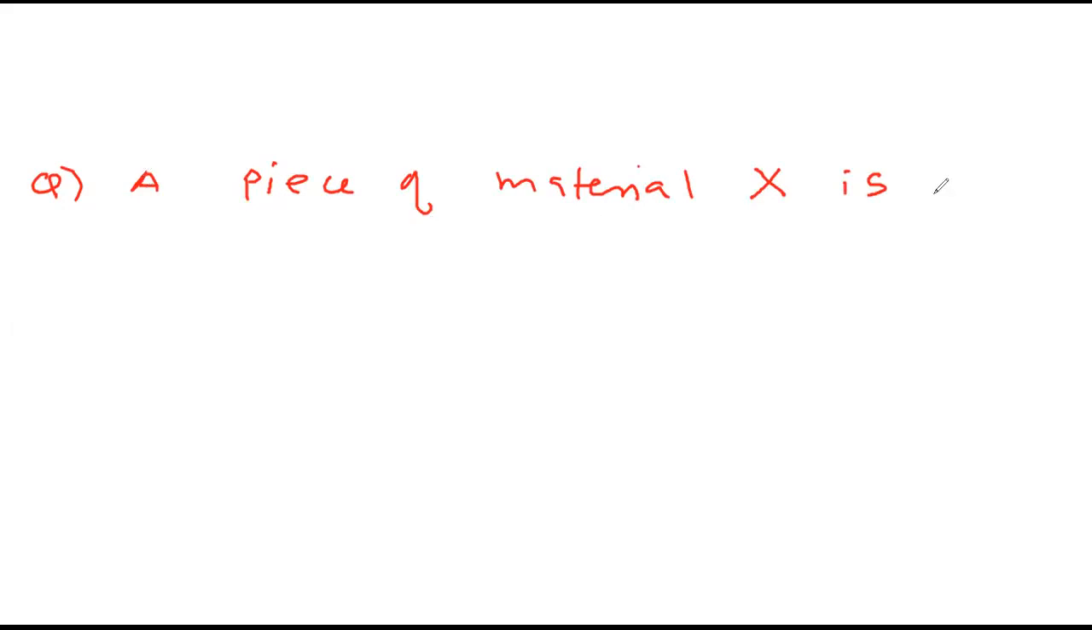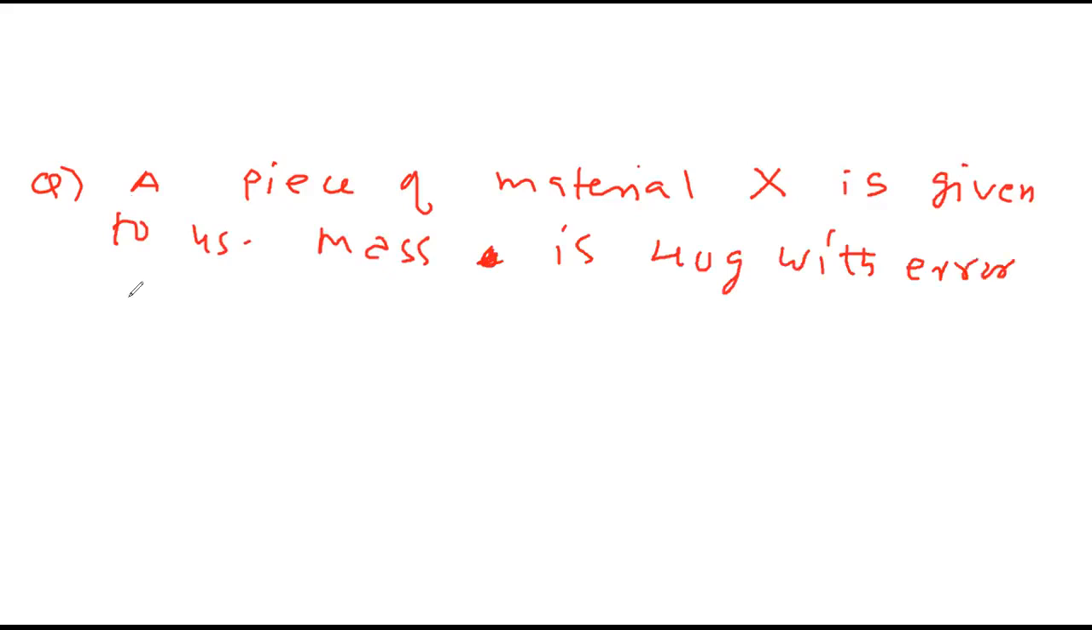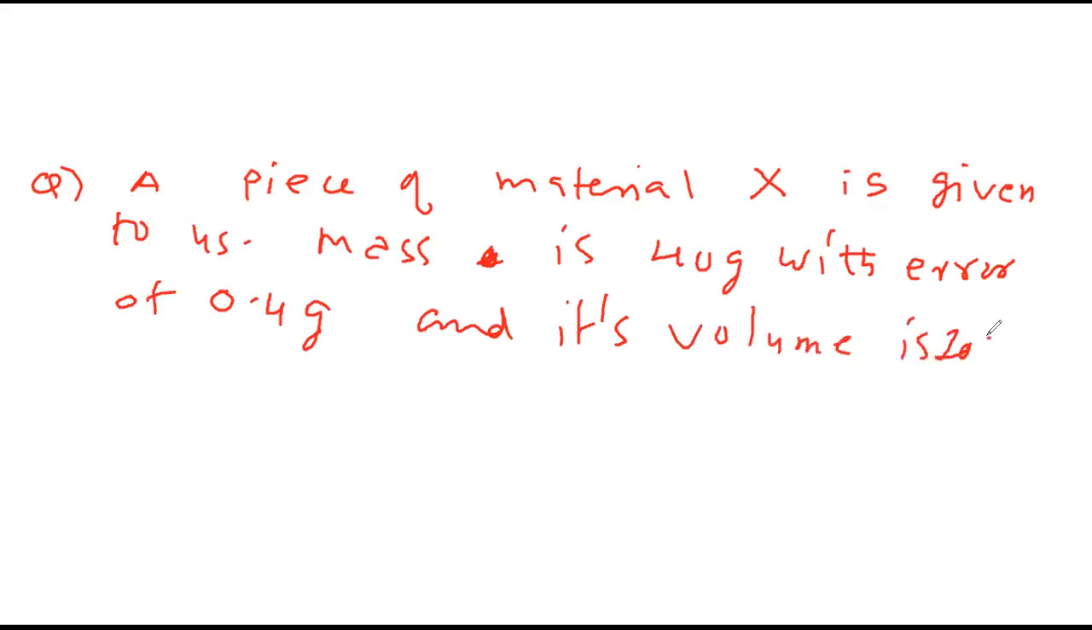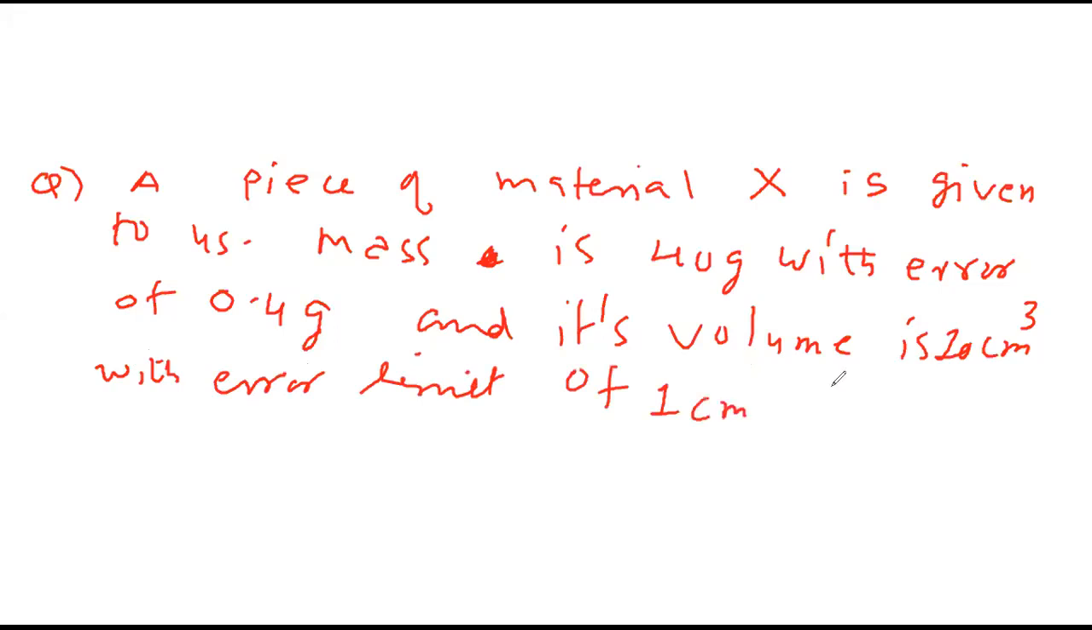A piece of material X is given to us. Mass is 40 gram with error of 0.4 gram and its volume is 10 centimeter cube with error limit of 1 centimeter cube. Find density.